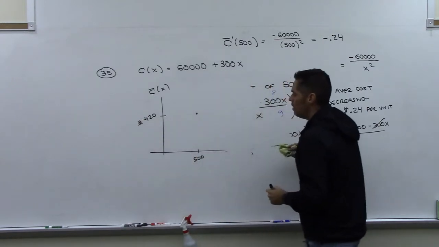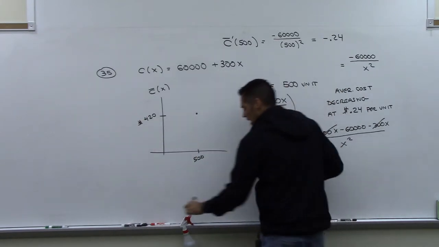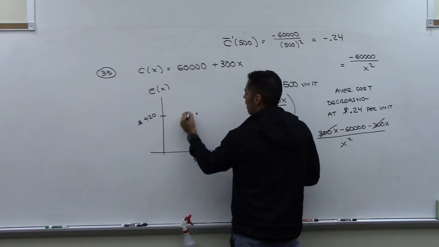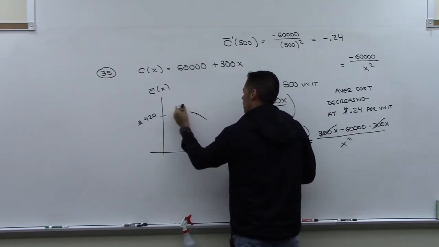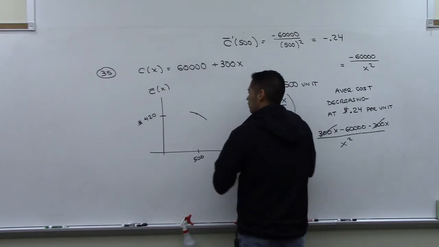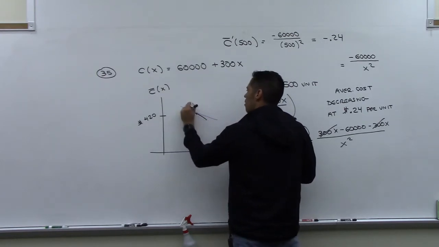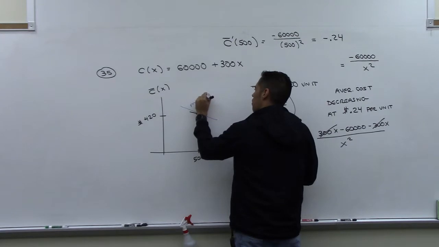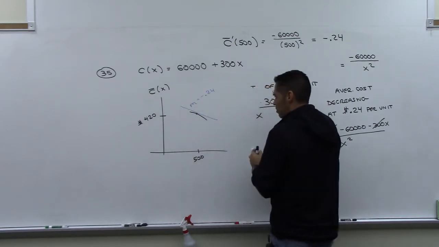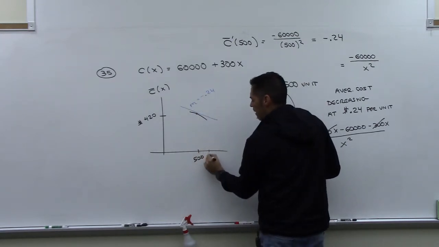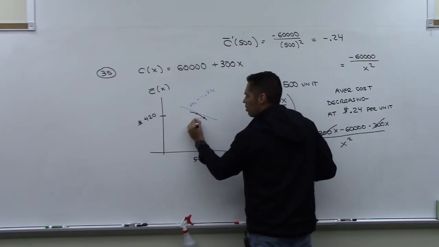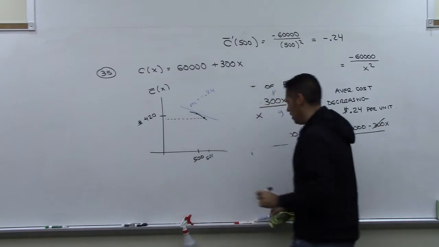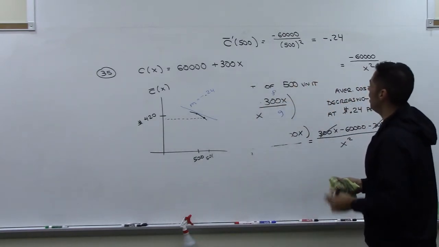And then what we know is that this cost is going down. So however this graph looks, it should be going down here. And the slope of that line is negative 0.24, which means that if I move over to 501, then my average cost should come down by 24 cents.